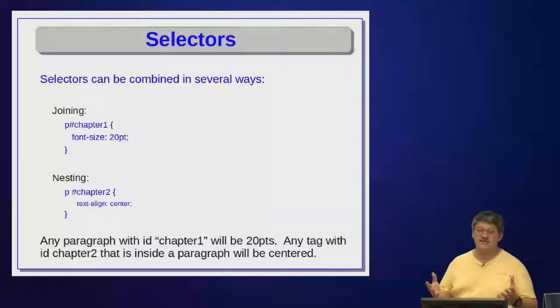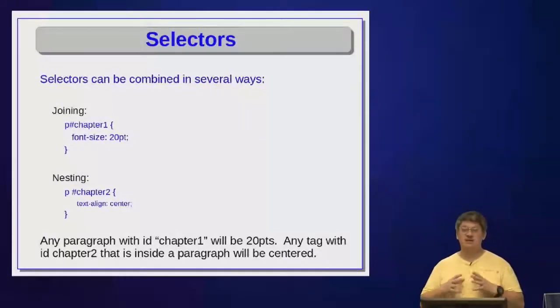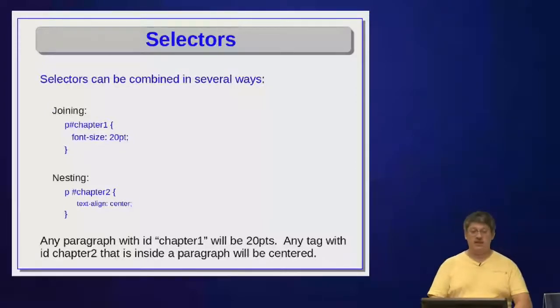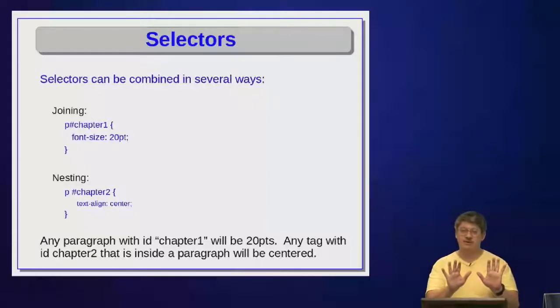I can also combine CSS selectors to have more power and more expressiveness in my selection of elements. There's two ways to do that. One is by joining. If I put one selector and immediately after it with no spaces I put another selector, as I've done here with P and hash chapter 1, CSS is going to treat that like one tag, and it's only going to apply those rules to things that match both. So it's only going to apply to things that are paragraphs and have the ID set to chapter 1.